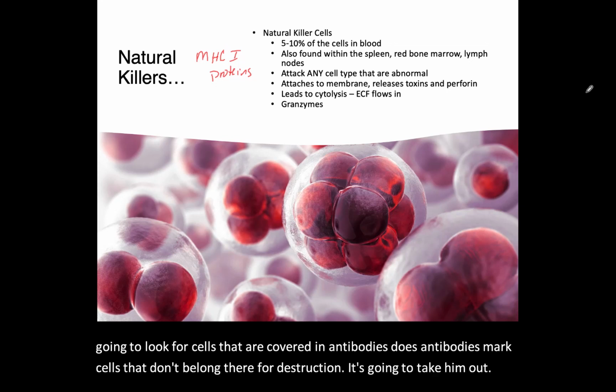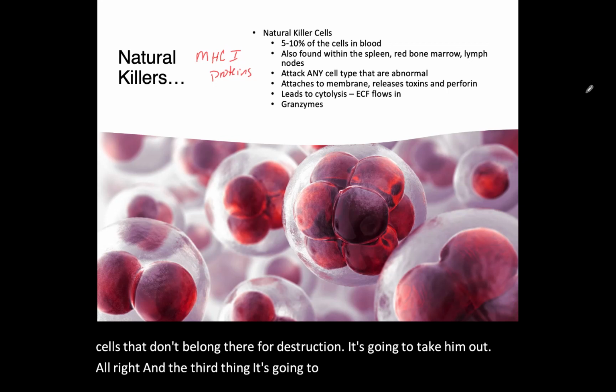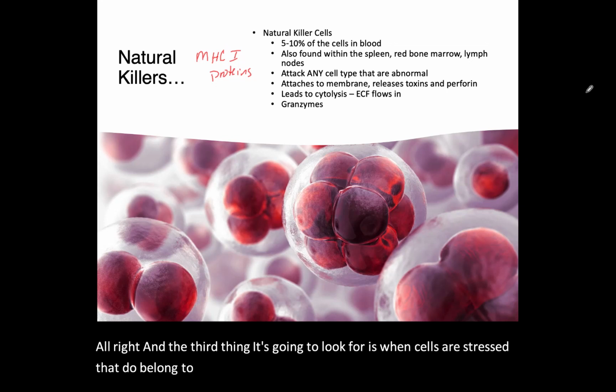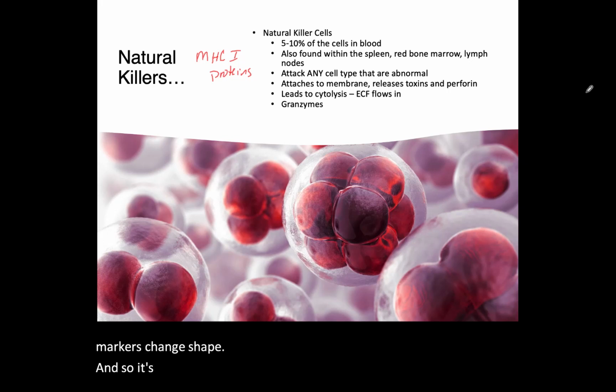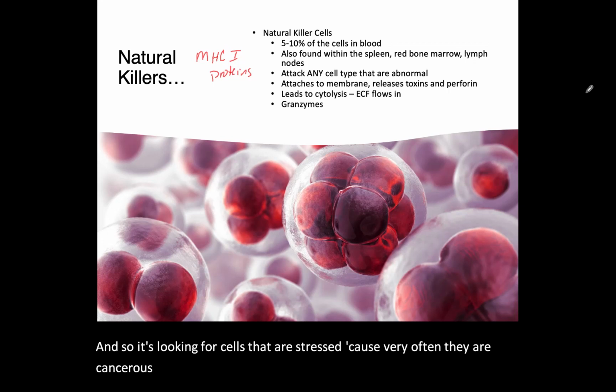And the third thing it's going to look for is when cells that do belong to you are stressed, and their receptor proteins, their membrane markers, change shape. And so it's looking for cells that are stressed because very often they are cancerous cells. And so the natural killer cells are going to go ahead and take that out as well.